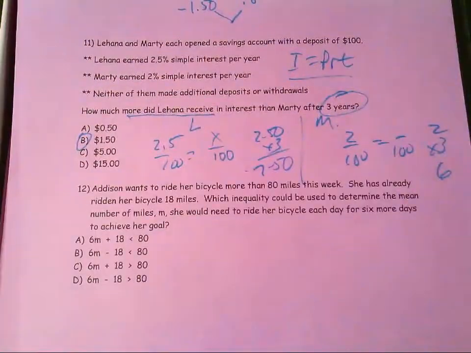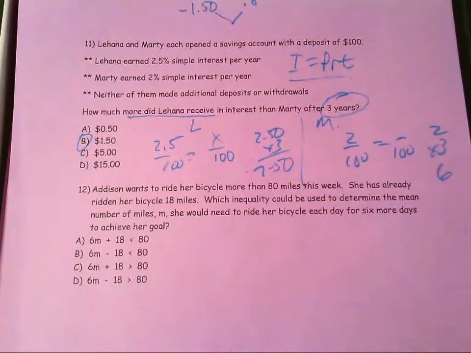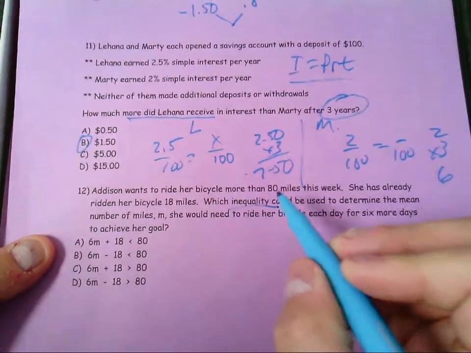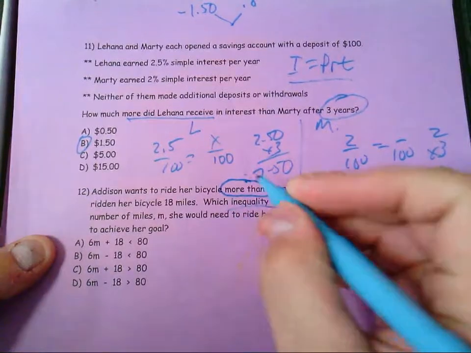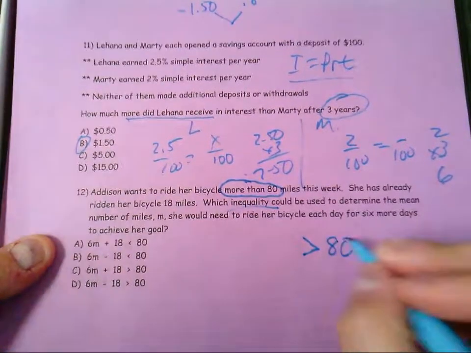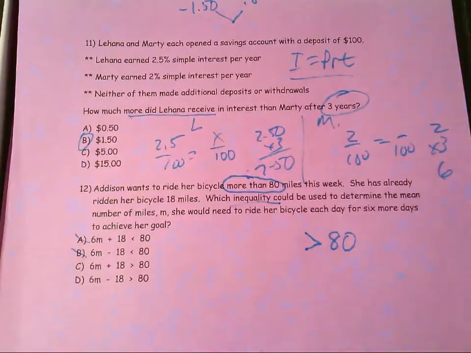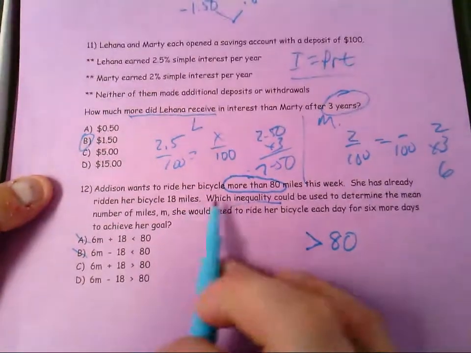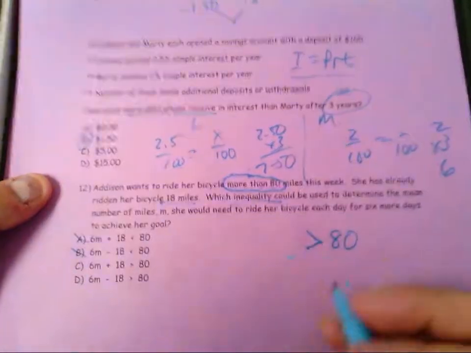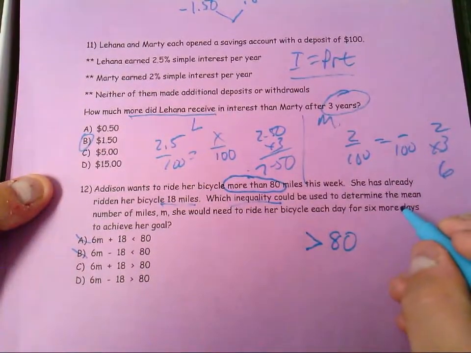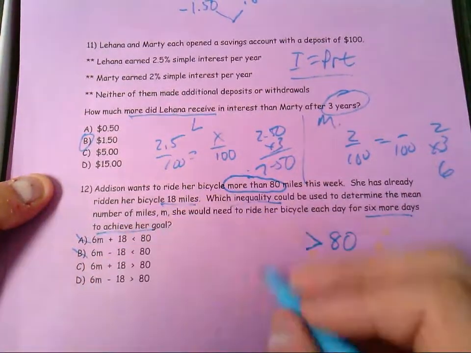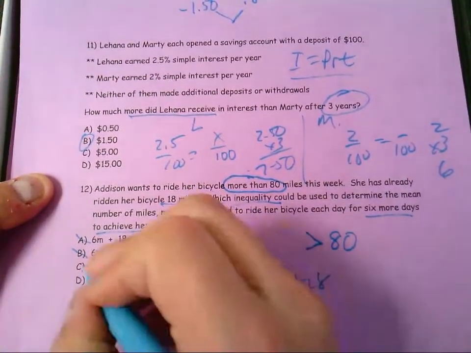Okay. Number 12. A lot of reading, but I'm going to circle one thing to determine how I'm going to answer this. Which inequality? More than 80 means it has to be greater than 80. If it's greater than 80, it can't be A, it can't be B. So then now I've eliminated 2 choices, and if I have to guess, I got a 50-50 shot. All right, so now, she's already biked 18 miles. Okay, and now she needs 6 more days to achieve her goal. So it'll be 6 miles plus that 18. That 18 gets added to the original amount.